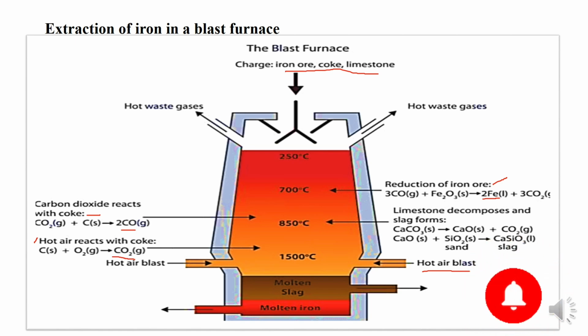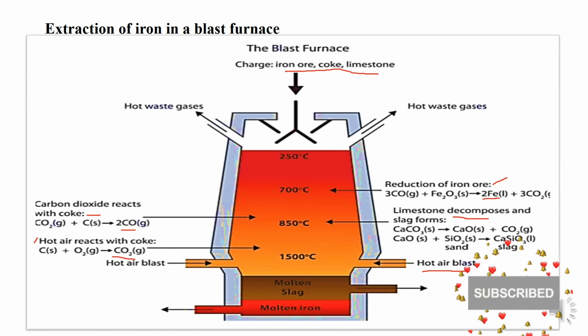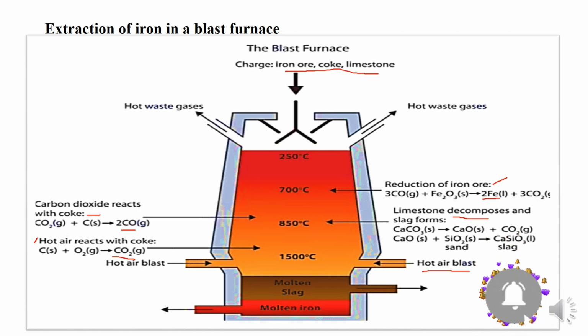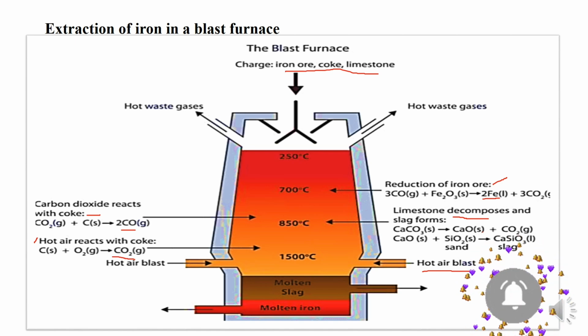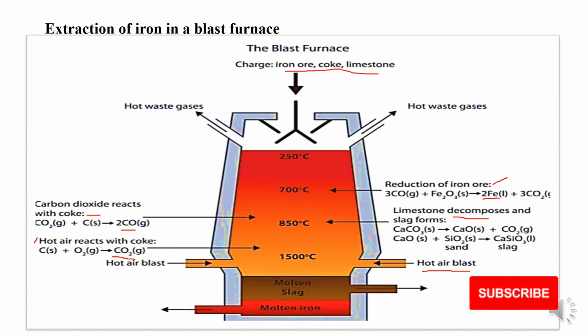The slag will settle on top, or float on top of the iron. As it floats on the iron, it prevents the iron from reacting with air. The molten iron will be collected and be used for industrial purposes. So basically, this is how iron is extracted.